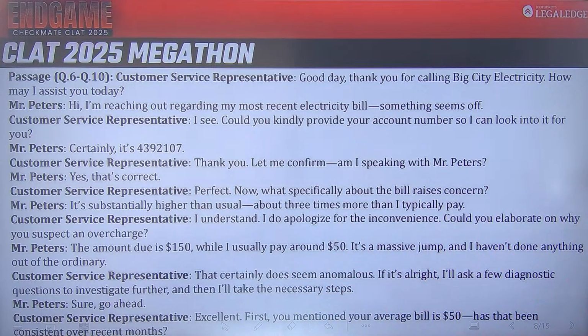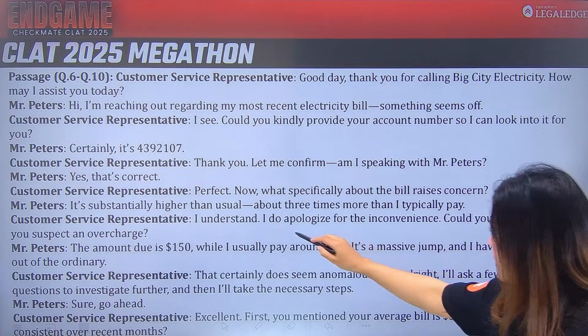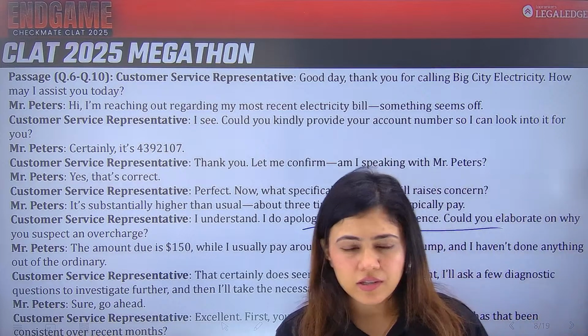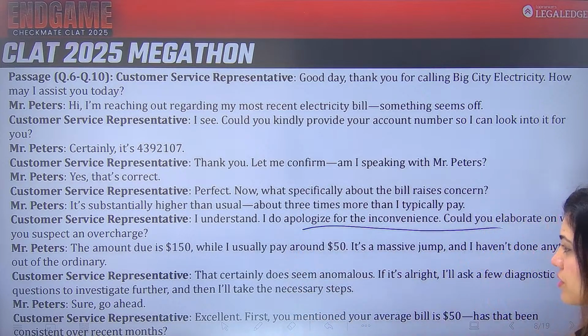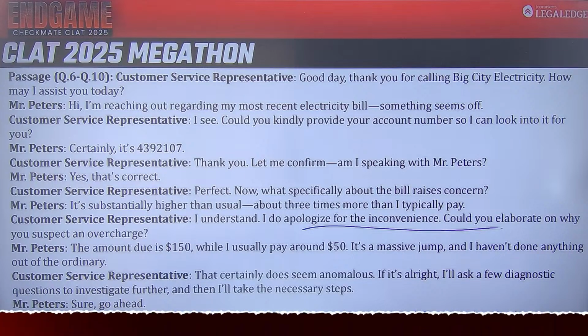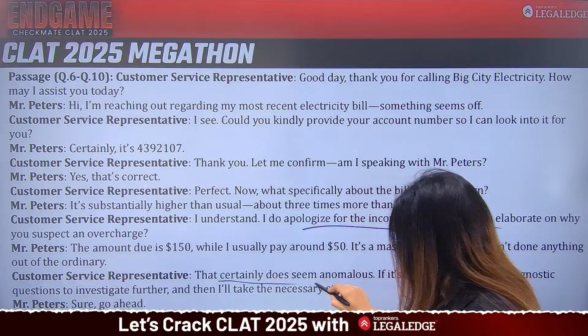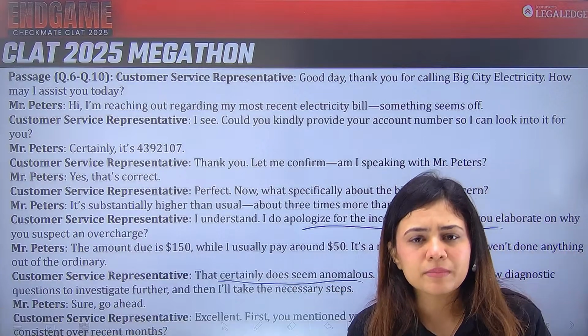Now the thing is, as we can see, first of all he asks very politely. He apologizes for the inconvenience, and then he asks why Mr. Peters is so suspicious about this overcharge. So he explains that it's a massive jump, a 3 times jump, and that's the reason, and there's nothing unusual that has happened. So he kind of supports him by saying, yeah, that certainly does seem anomalous.